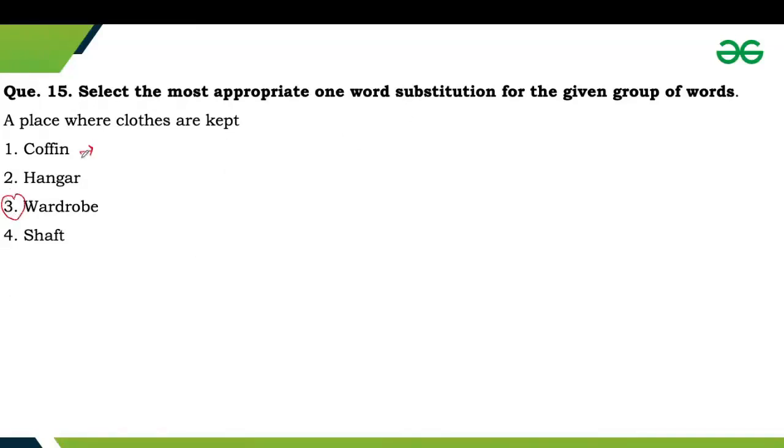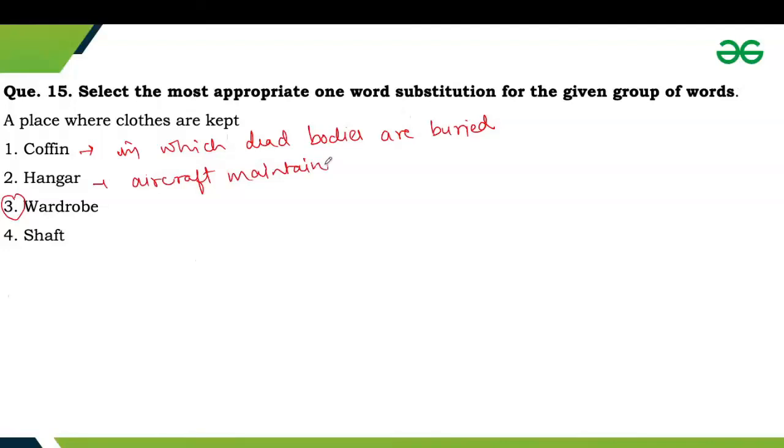Coffin is basically a wooden box in which dead bodies are buried. Next one is hangar. Hangar is basically a large building usually used for storing aircraft, or we can say used for aircraft maintenance, or an aircraft storing place. Shaft refers to a long or narrow part of a tool.